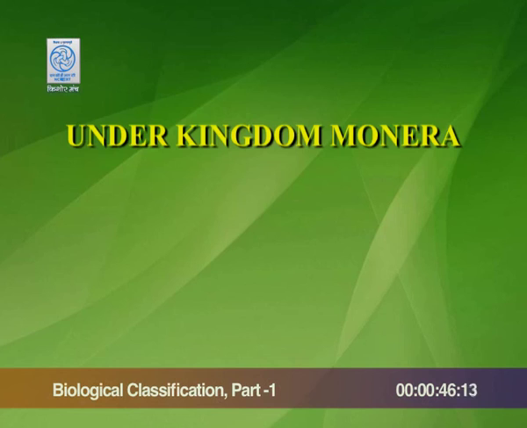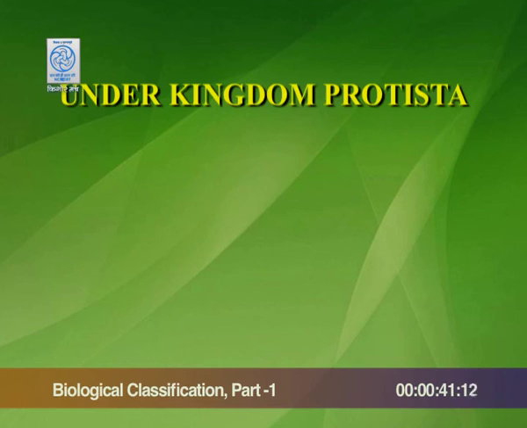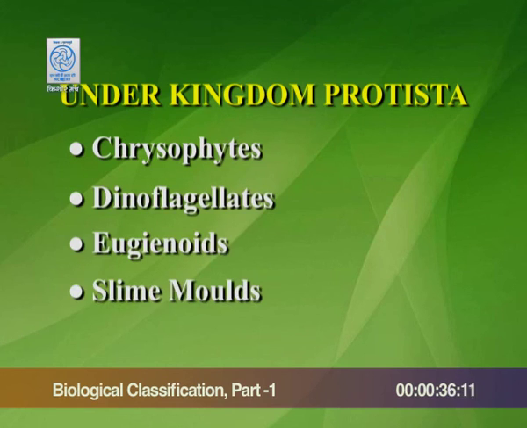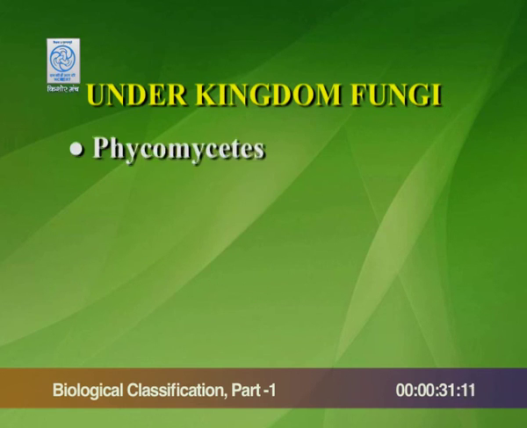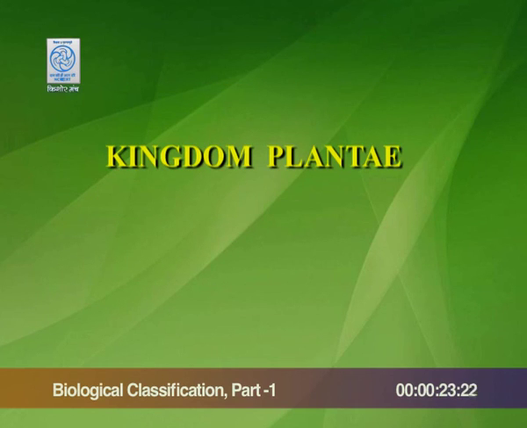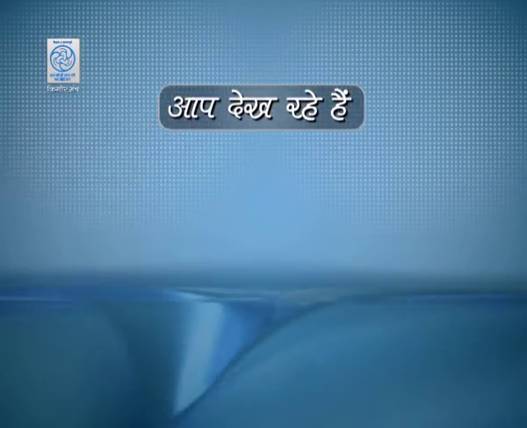Let us have a quick recap of the portions we studied. Kingdom Monera, Archibacteria, Eubacteria. Under kingdom Protista, we studied chrysophytes, dinoflagellates, euglenoids, slime molds, protozoans. Under kingdom Fungi, Phycomycetes, Ascomycetes, Basidiomycetes, Deuteromycetes, and the kingdom Plantae and Animalia. We will continue with the same unit in the next episode.